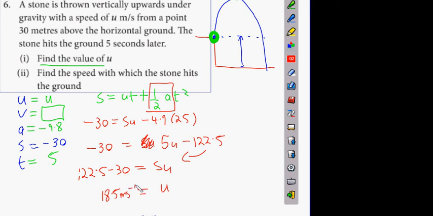Okay. Finally, how fast does the stone hit the ground?